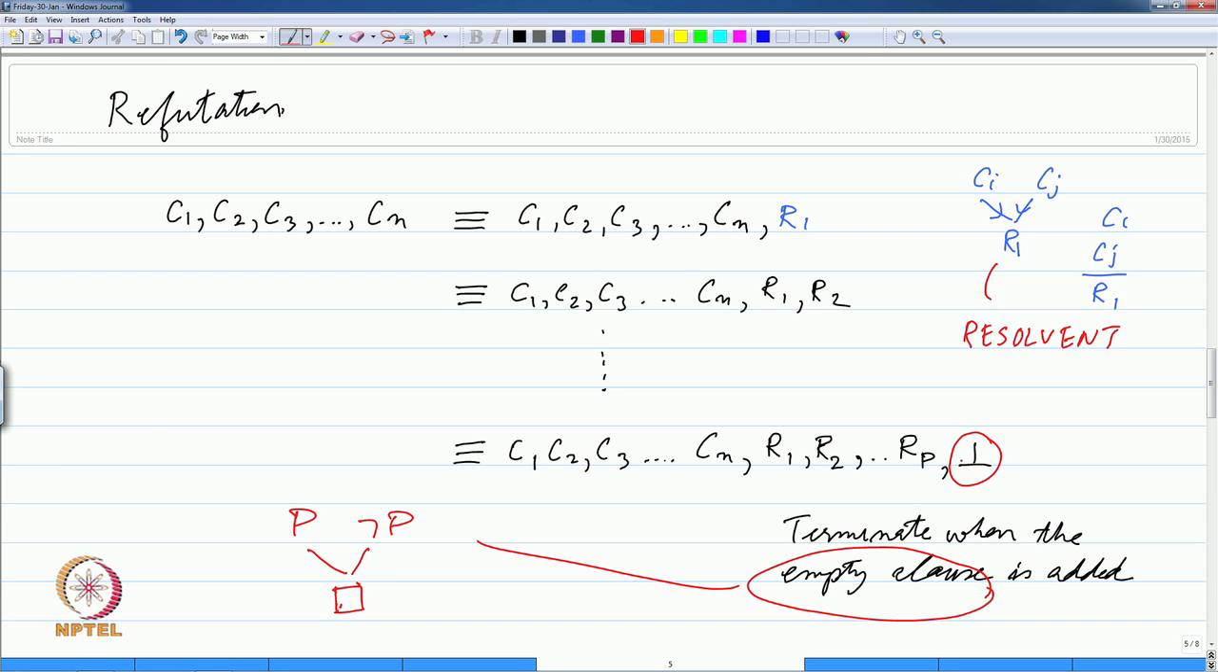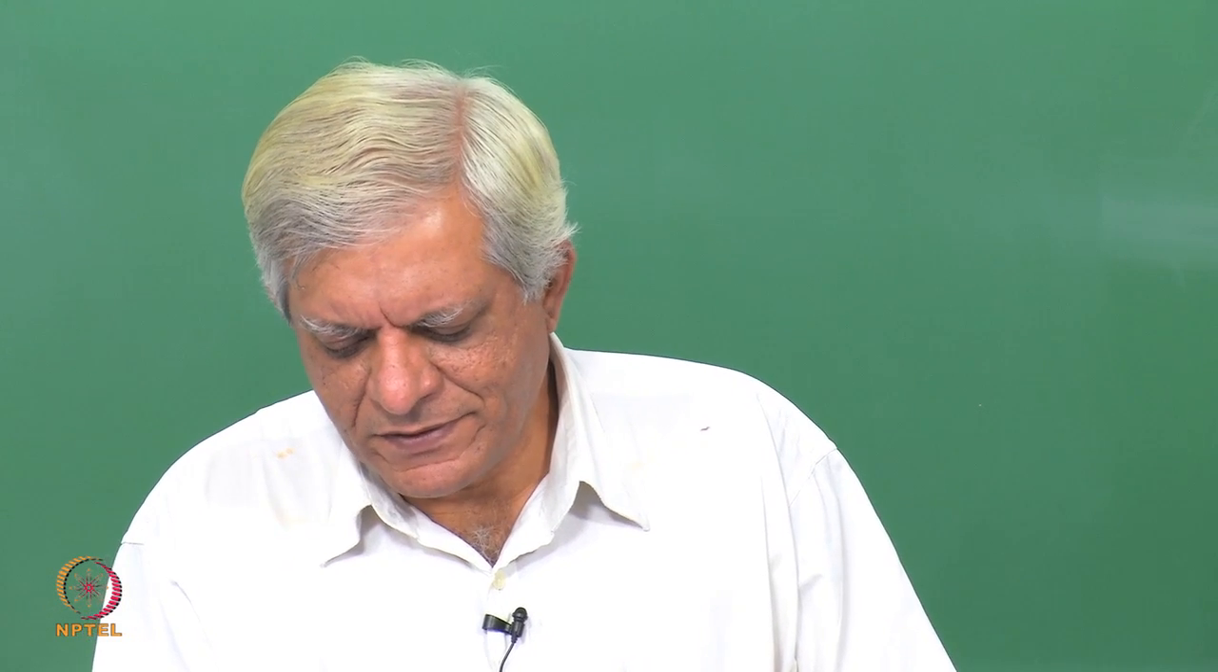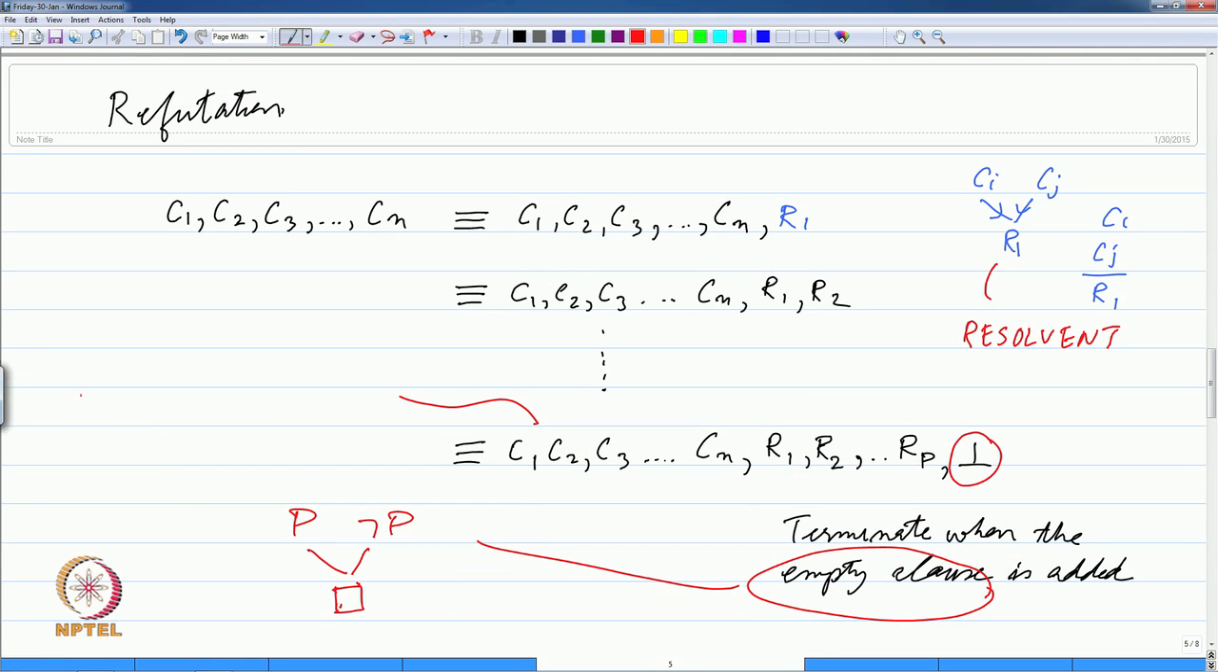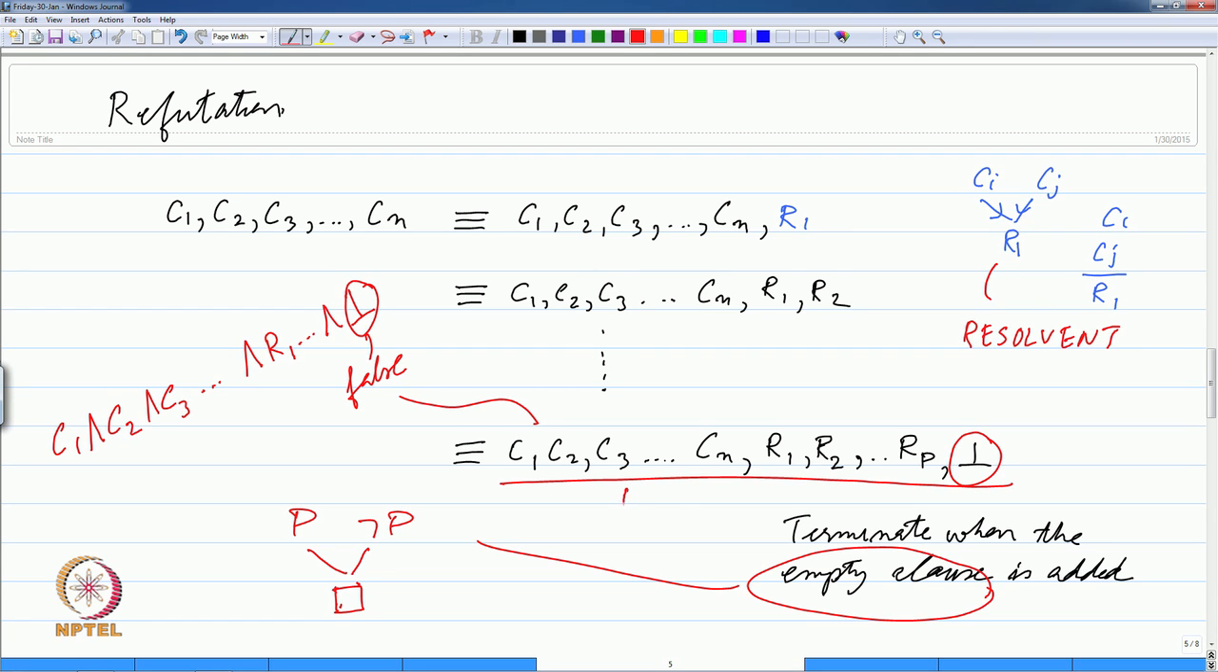Now, what is the truth value of the last clause? The last clause is a conjunct of the kind C 1 and C 2 and C 3 and R 1 and the bottom. Remember that the bottom always evaluates to false. So, any formula which is a conjunction of false with anything else will be false. So, the last clause is false, which means that this must be false. When we say false, we mean unsatisfiable.